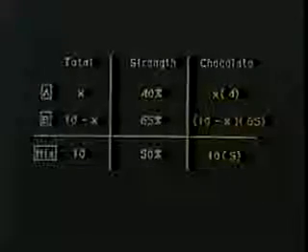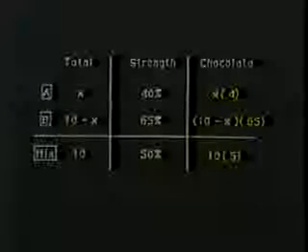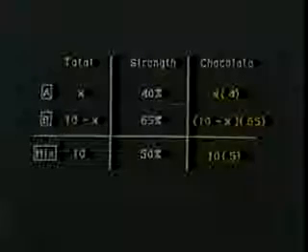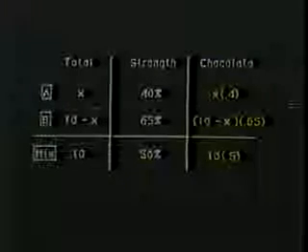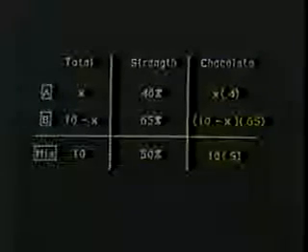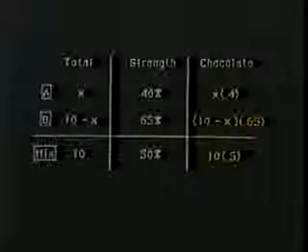Now, what else can we do here? Sure, we can multiply total times strength along each row, just as we did before. How much actual chocolate in mixture A? X times 40%, or X times 0.4. How much in B? Multiply it across. And the same for the final mix in the bottom row.